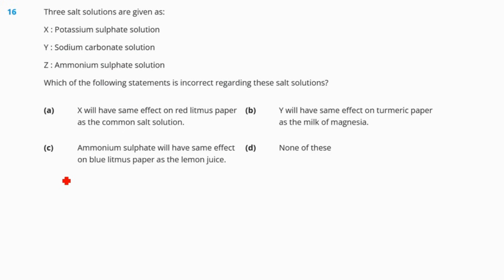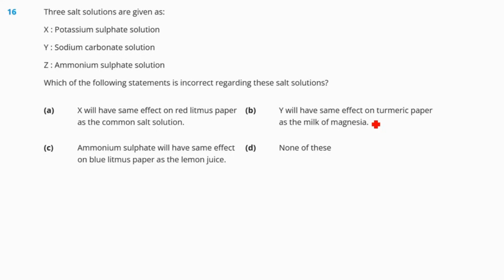Question number 16. Three salt solutions are given: X is potassium sulfate solution, Y is sodium carbonate solution, Z is ammonium sulfate solution. Which of the following statements is correct regarding these salts? X will have the same effect on red litmus paper as the common salt solution. This is correct. Why? Because X is K2SO4, potassium sulfate. This is a correct one.